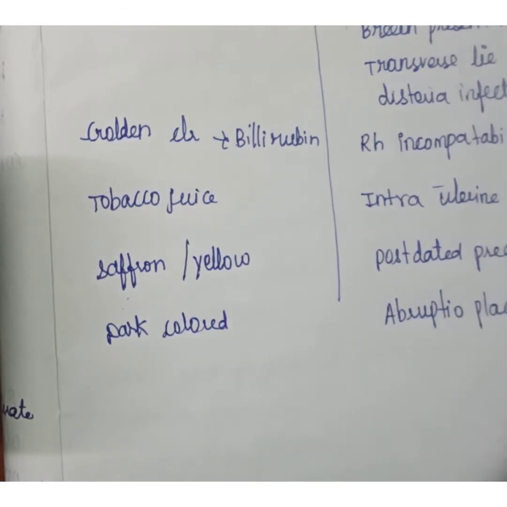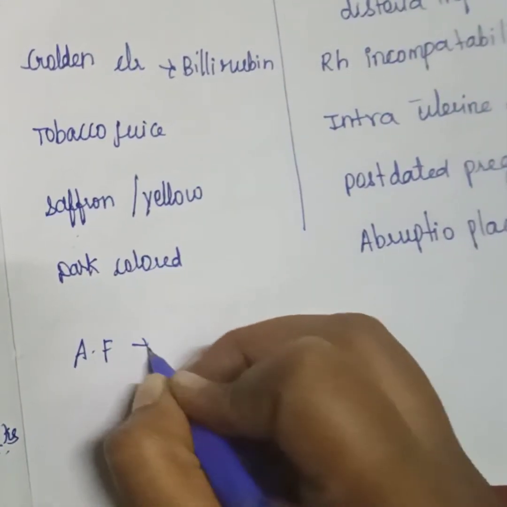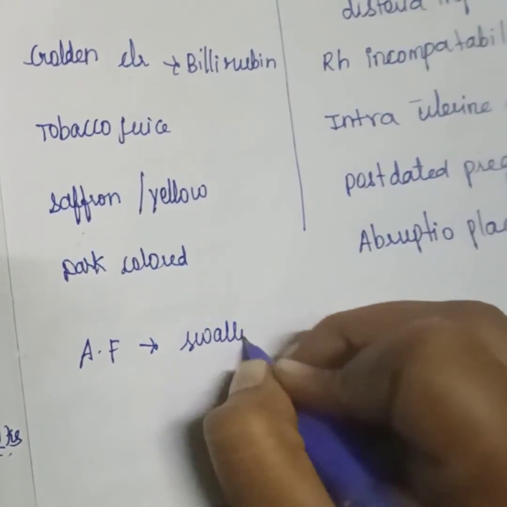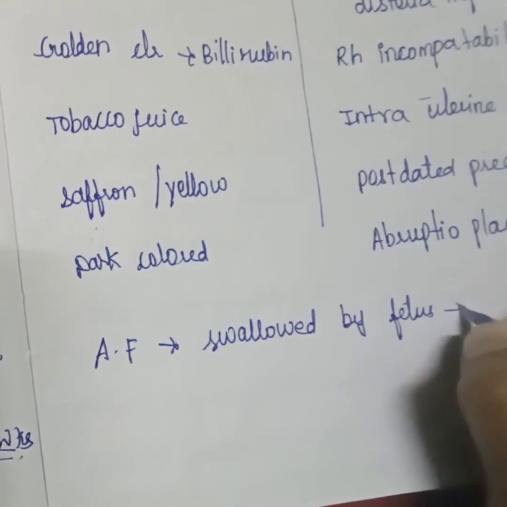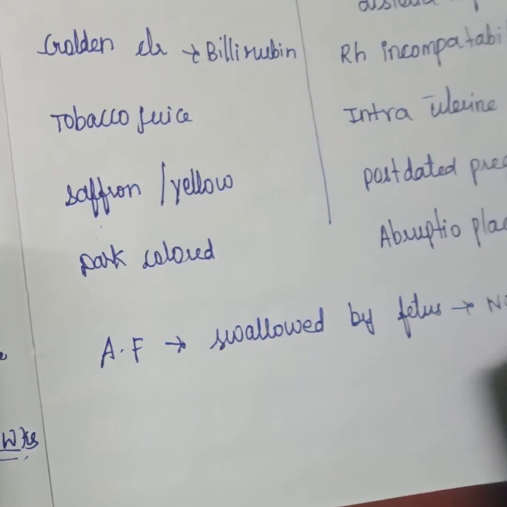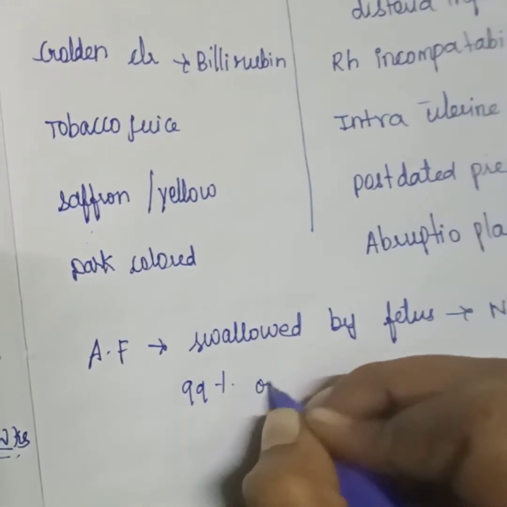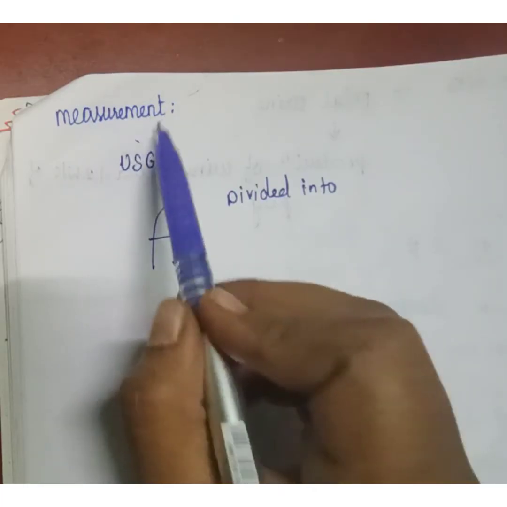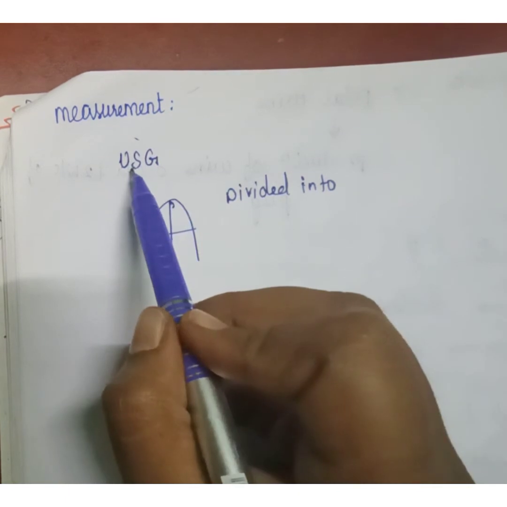Next we are going to see amniotic fluid swallowed by the fetus. If the amniotic fluid is swallowed by the fetus, there is no nutritive value. It consists of only 99% water. Next we are going to see measurement. The measurement of amniotic fluid is done by using USG.